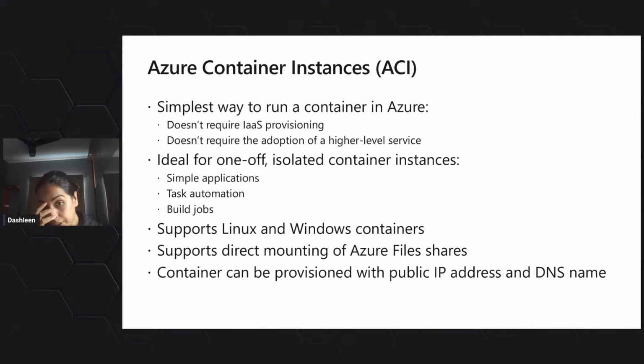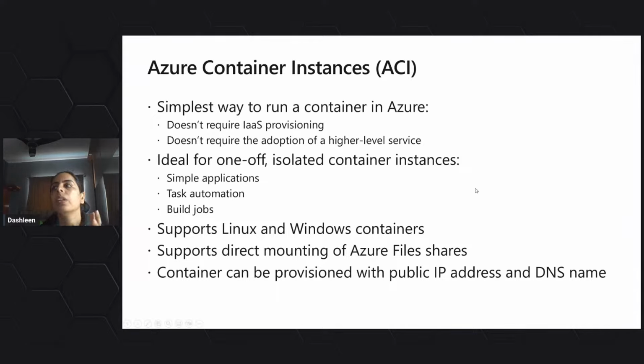Now, for scenarios that we need full container orchestration, including the multiple containers or automatic scaling, for that, we recommend Azure Kubernetes services that we will be covering in the next sessions. But for simple applications or any task automation or build jobs, you can simply use ACI.